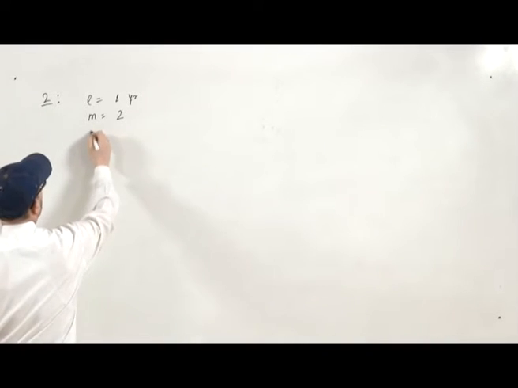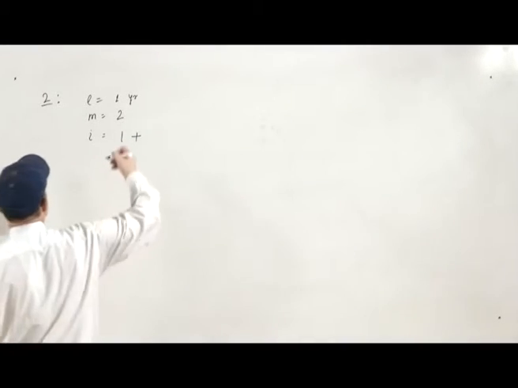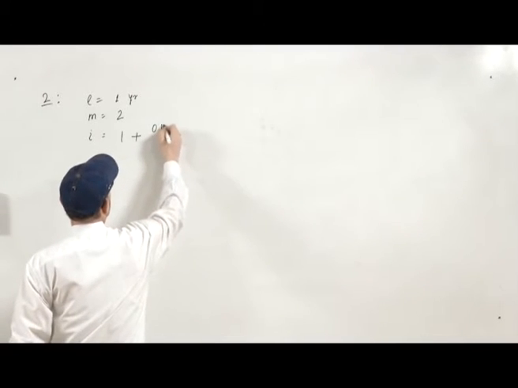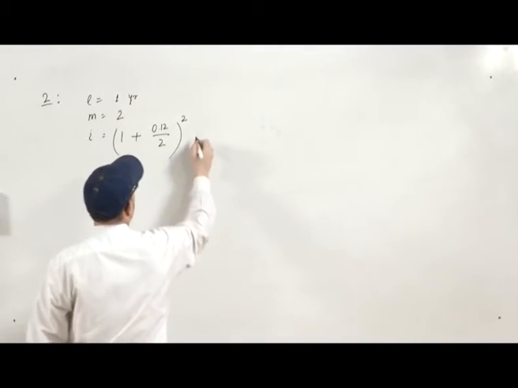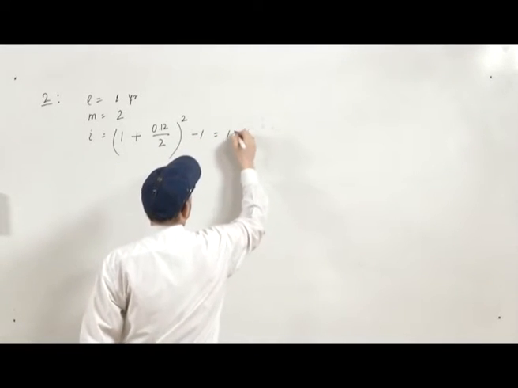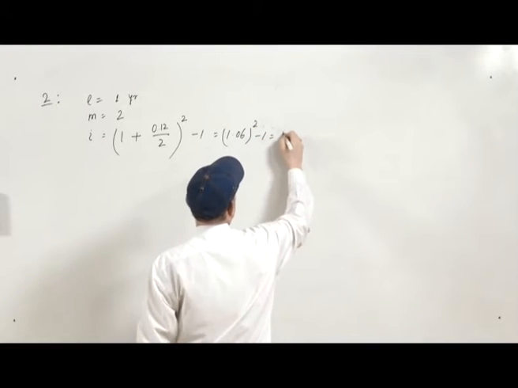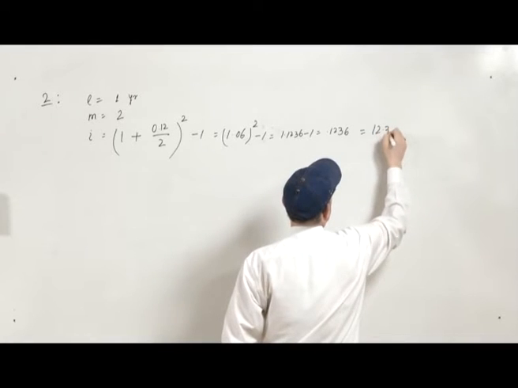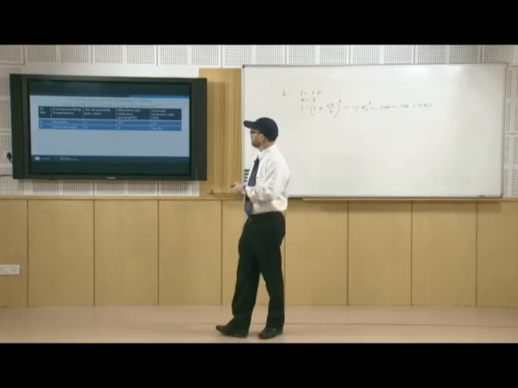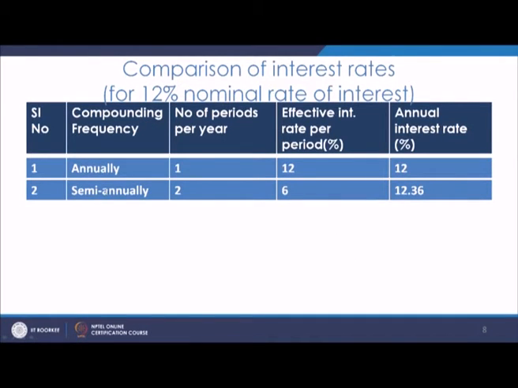So, effective interest rate comes out to be 1 plus, since R is given as 12%, 0.12 by 2 raised to the power L into M, that is 2, minus 1. So, 1.06 raised to the power 2 minus 1, it is 1.1236 minus 1. So, 0.1236. So, you can write it as 12.36%. So, this is how we calculate when interest is calculated on a semi-annual basis. Your effective interest rate for the year comes to 12.36%.